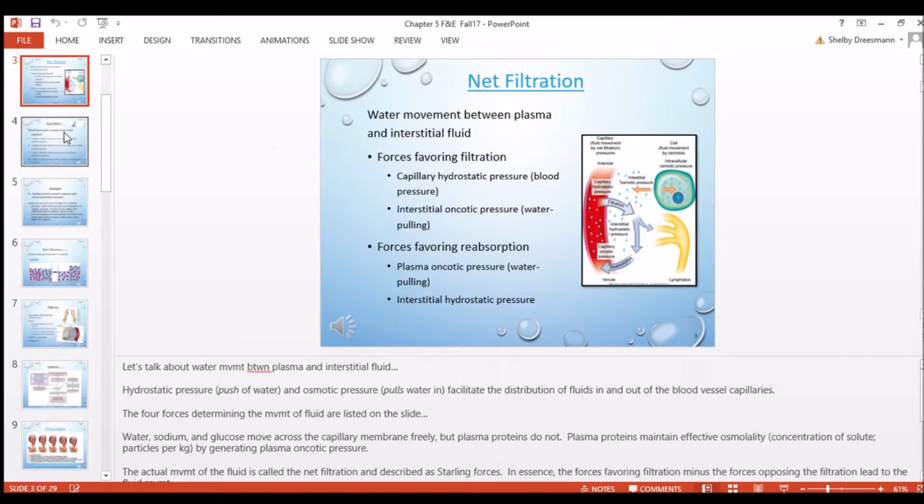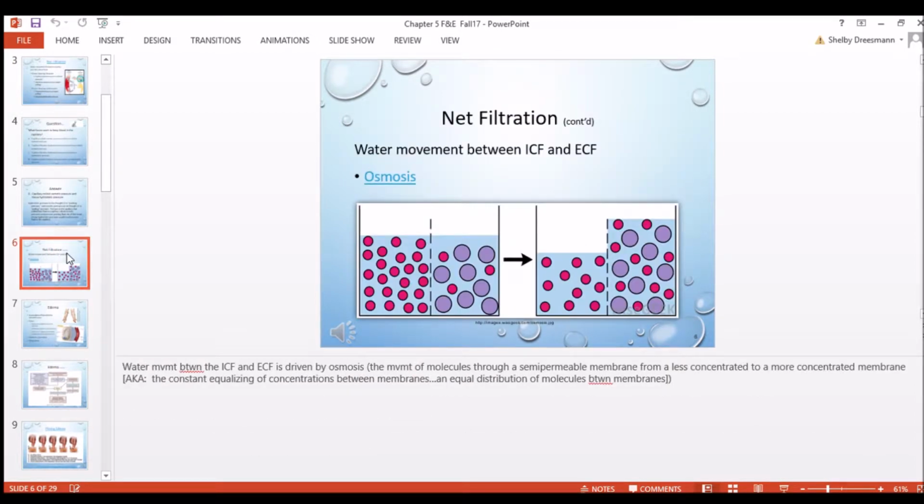Okay, ICF and ECF water movement is driven by osmosis. So water follows solutes. So in a hypotonic solution, let me go ahead and draw this for you guys.